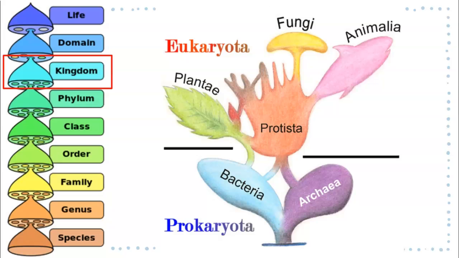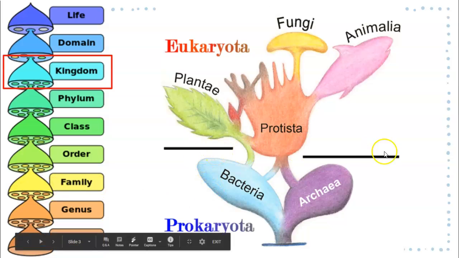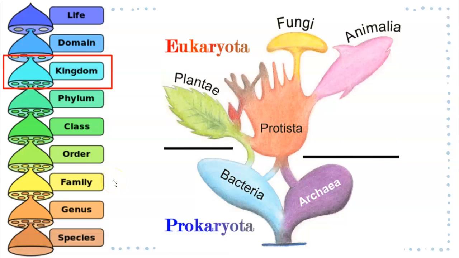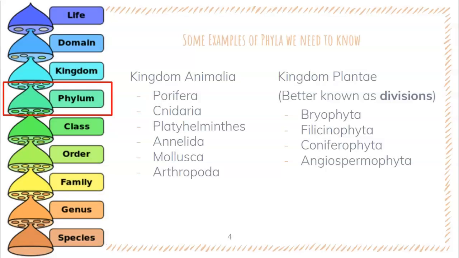Moving into kingdoms, you'll notice that the prokaryotic kingdoms are underneath this black line right here. You have bacteria and you have archaea. So even though they're domains, they're also kingdoms. And then eukaryotes have been broken down even further: you've got plants, protists, fungi, and animalia. This stuff is probably relatively familiar to you, so I'm not going to spend too much time on this.